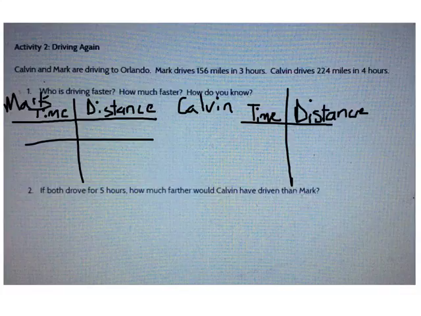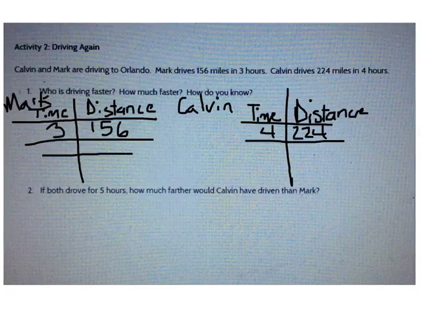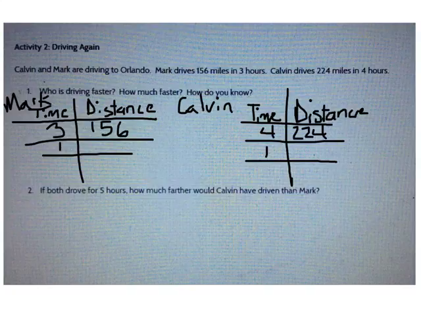I know that Mark travels 156 miles in 3 hours. Calvin travels 224 miles in 4 hours. What is the speed of each driver? How far can each driver drive per hour or in 1 hour? Go ahead and find that distance for each driver now.